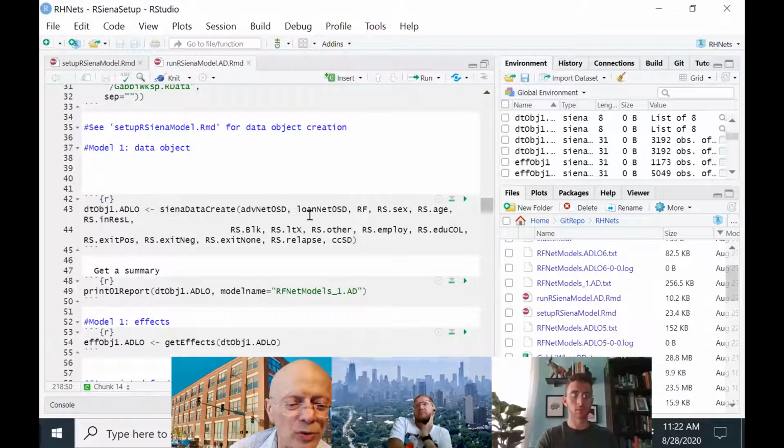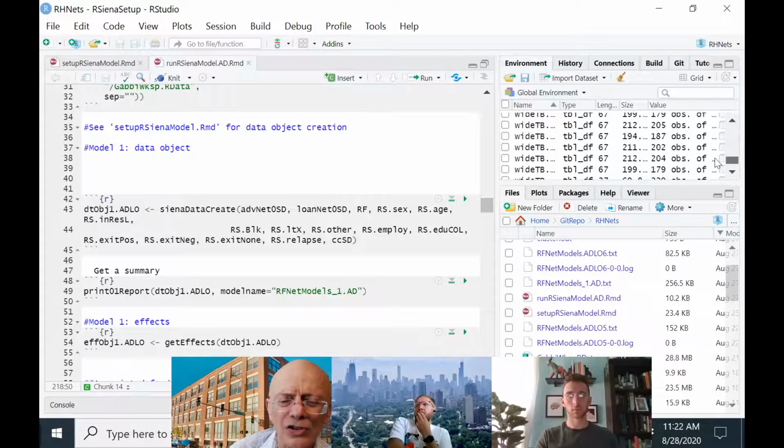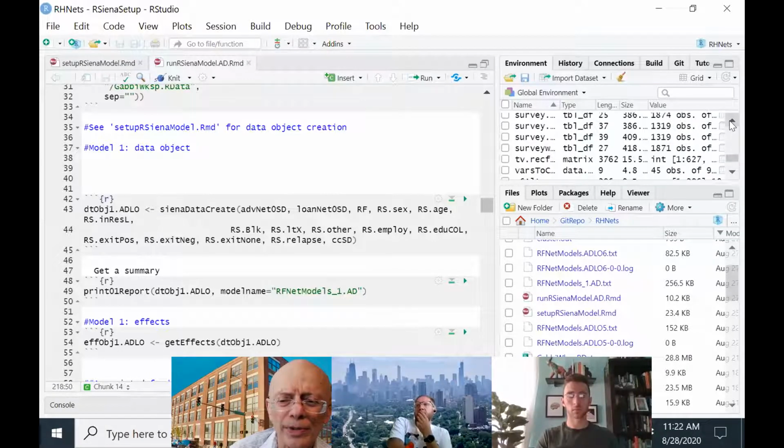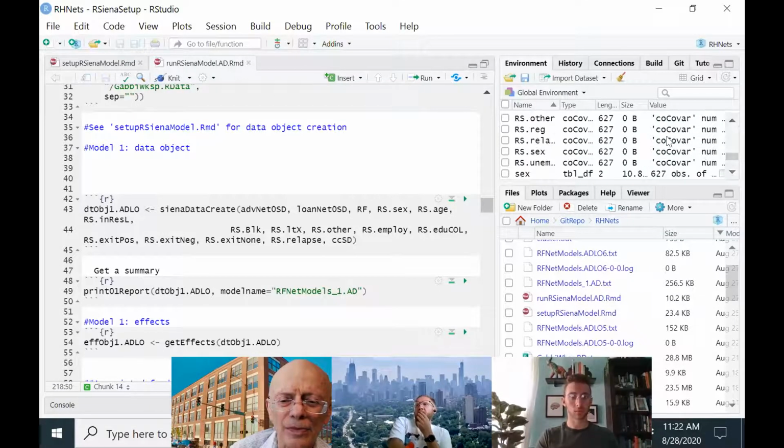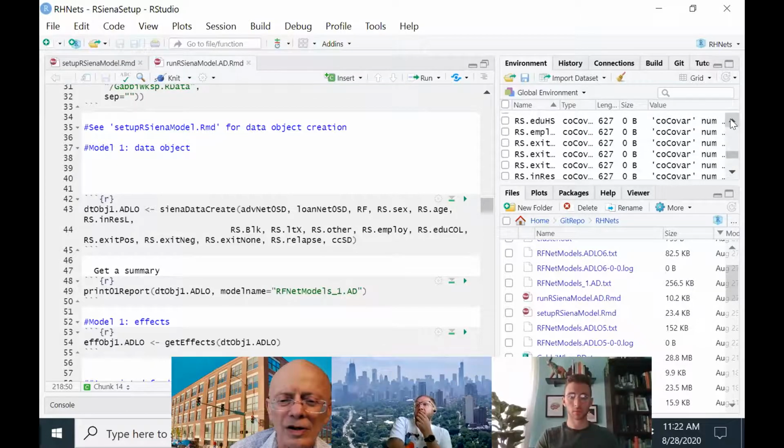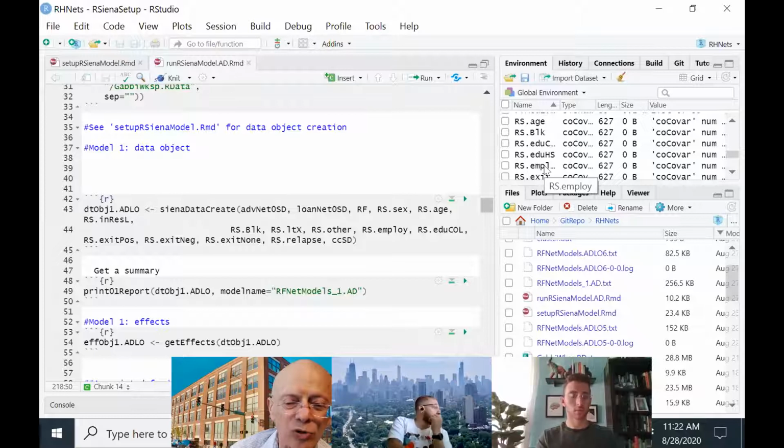These are two social network variables. And because it loaded fine, now we can look here. Let's look here for RS age. Can we find it? We should be able to find, yeah, you see? So age, and this is BLK for black, education college, education high school, employment. So these variables here are in here. And that's important to see.